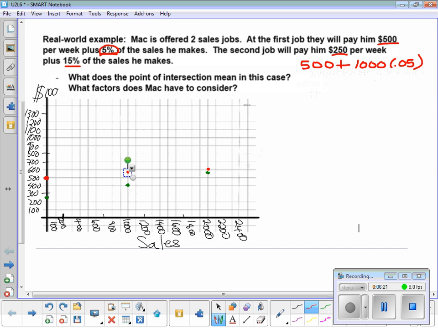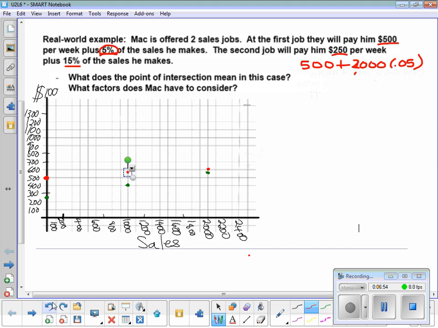Okay, so then let's try, what if it's 2,000? Same kind of idea here, except now I'm going to change this 1,000 to 2,000, and when I do that, if you take your calculator, 500 plus 2,000 times decimal 0.05, he's going to make $600. So it looks like every $1,000 more, he makes another $50. Okay, so from that, then I can actually draw my line.